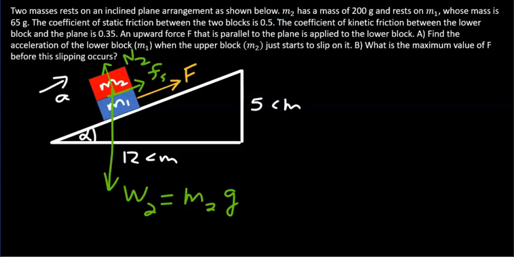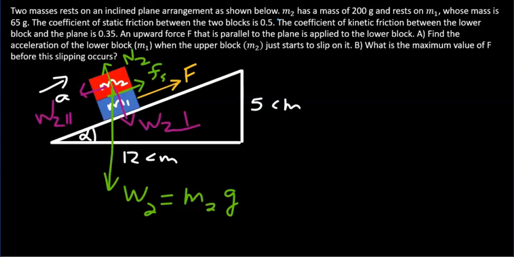As we have seen in our previous videos, this W2 has two components. One component would tend to drag the mass M2 that way, and the other component acts vertically downward, opposing the normal force. Let's call this component here W2 parallel. So that is the component of W2 parallel to the plane. And the component of W2 perpendicular to the plane, we can write as W2 perpendicular.